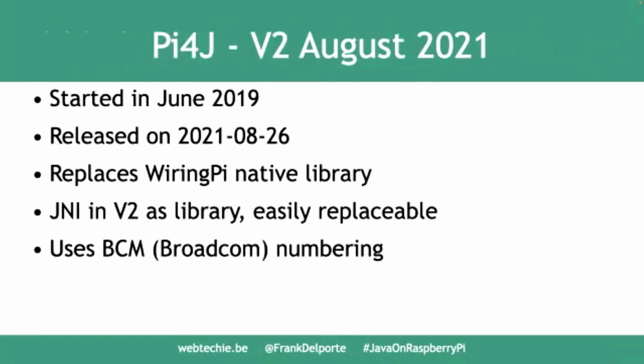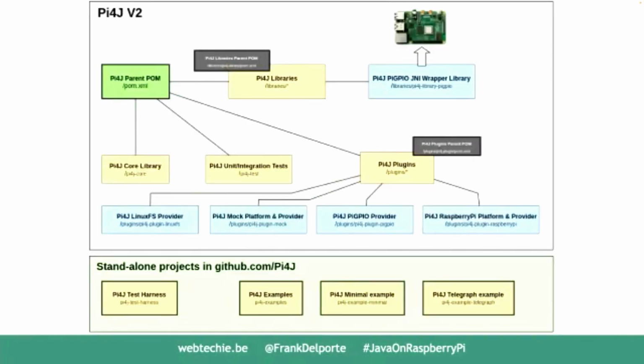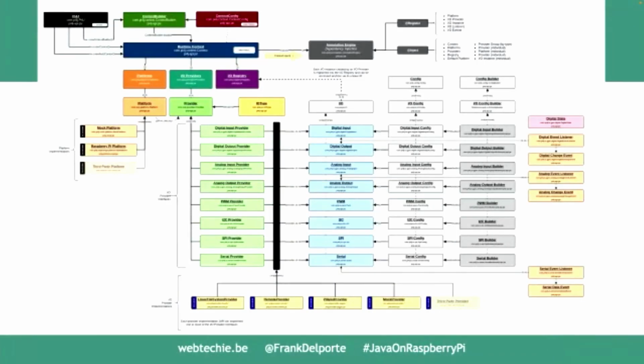Now, this second version of Pi4J was also released last August, but it was already started 2 years in advance. So the native library was replaced by PiGPIO, to solve this deprecated library. We also use the BCM numbering of the pins, which makes it a lot easier to understand for new users. And in GitHub, you will find different projects. You have the Pi4J core project, you have a lot of example projects. So we really try to keep this all separated and well organized so that new users can really find back information and even contribute back to the project.